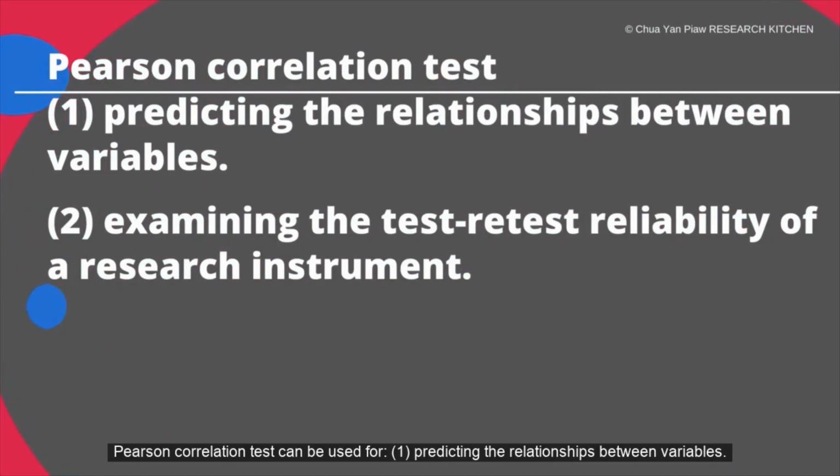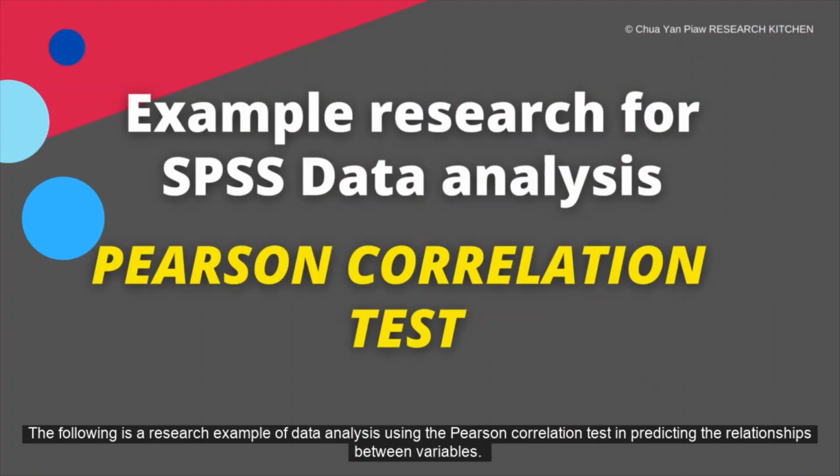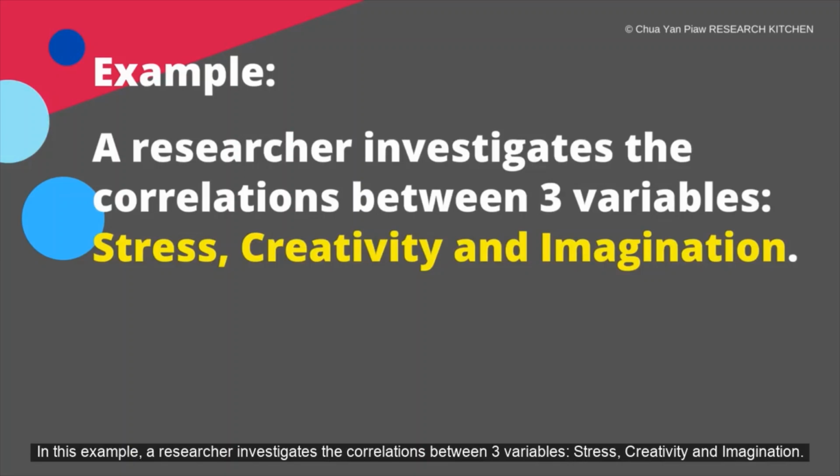Pearson correlation test can be used for predicting the relationship between variables, and examining the test-retest reliability of a research instrument. The following is a research example of data analysis using the Pearson correlation test in predicting the relationship between variables. In this example, a researcher investigates the correlations between three variables: stress, creativity, and imagination.